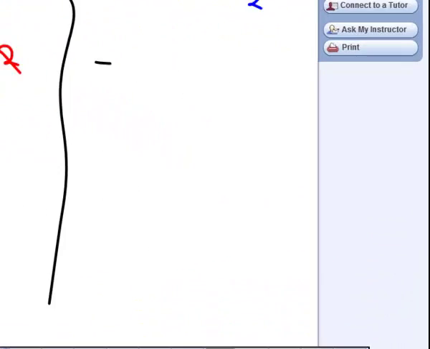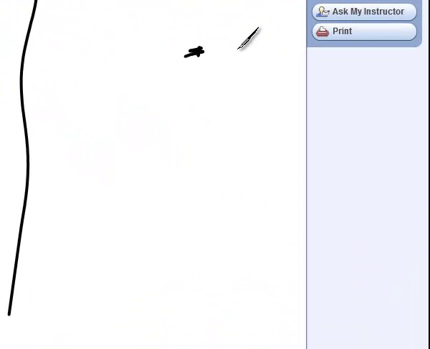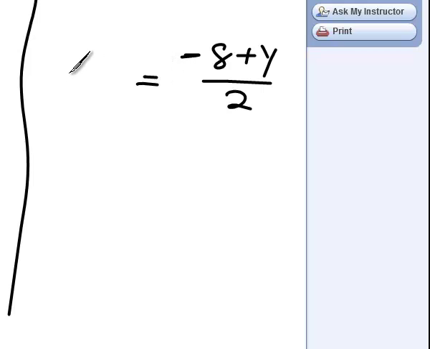Negative, okay, all right, you're still in here. You're up here. Negative 8 plus y over 2. Okay, then what? Equals to? Good, negative 5.